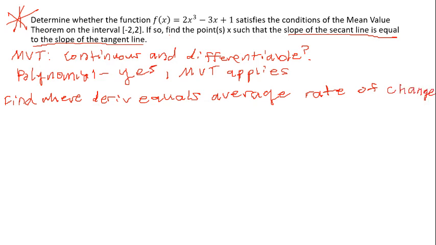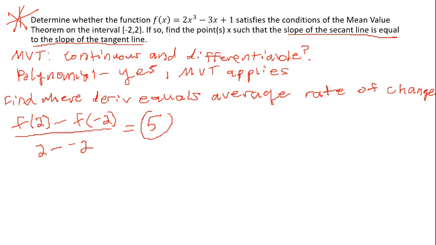There we go. All right, so let's start by actually finding the average rate of change. The average rate of change is going to be the second y-coordinate, which is f of 2, minus the first y-coordinate, which is f of negative 2, divided by the change in x-coordinates, which is the ending x-coordinate 2, minus the starting x-coordinate negative 2. So if you evaluate the function at 2 and at negative 2, subtract them, and then divide by 4, you get an average rate of change of 5. So 5 here is the slope of the secant line, otherwise known as average rate of change.